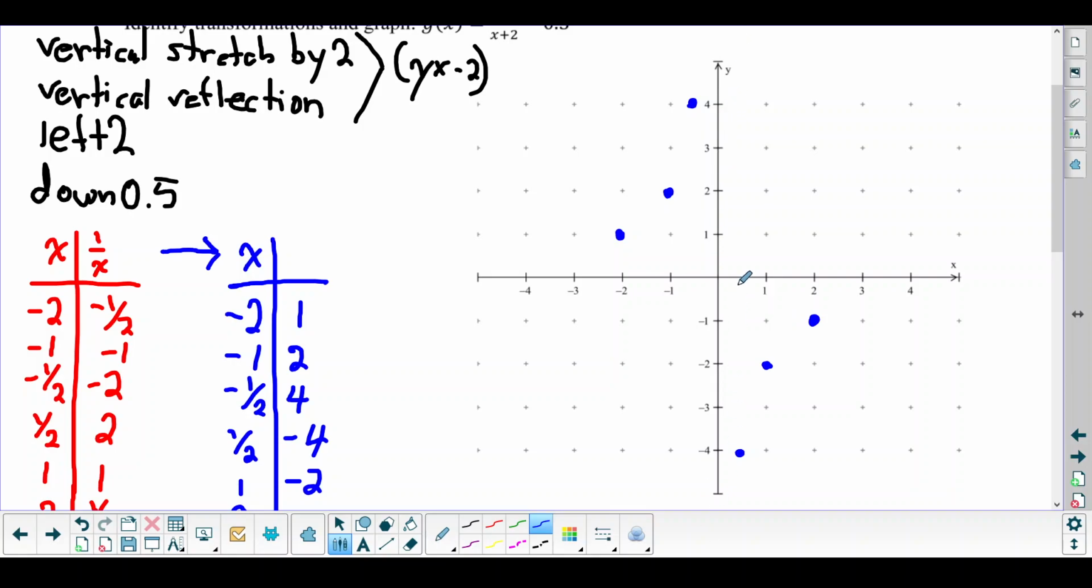I'm not going to draw my dashed lines in for the asymptotes this time, just to make the graph a little cleaner. But we can draw in our sketch. We're approaching those asymptotes. But make sure we don't touch them. Can't touch them.